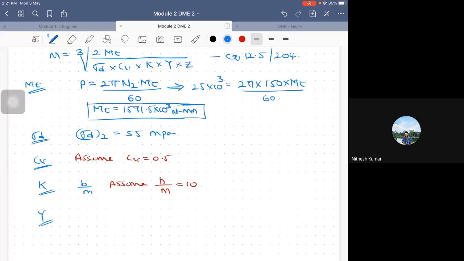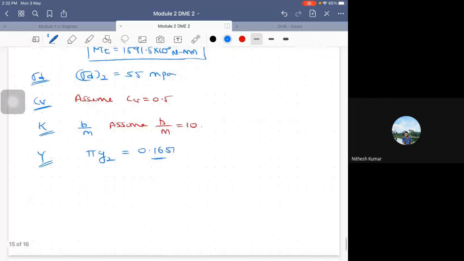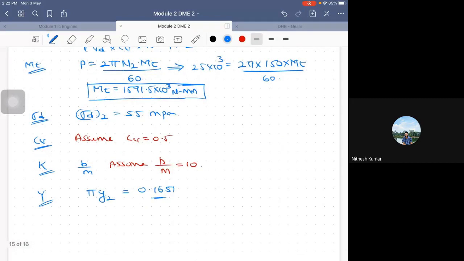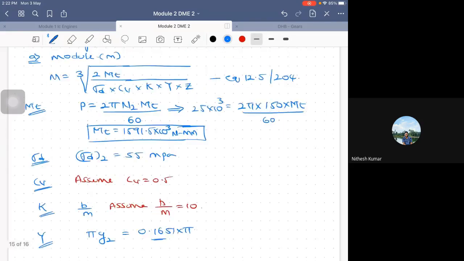Now, next is the form factor, which is the capital Y. Capital Y is pi times y2. Since the design is based on the gear here, it is 0.1651, which is the value of y2, I guess. Correct? Just check this value. 0.1651 into pi. Now I guess all the data is calculated. Missing data was assumed.